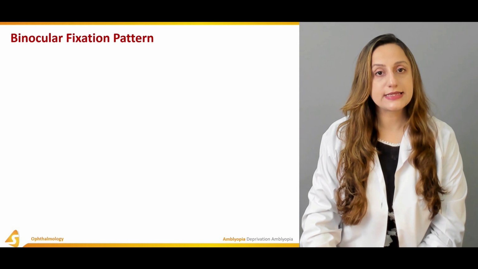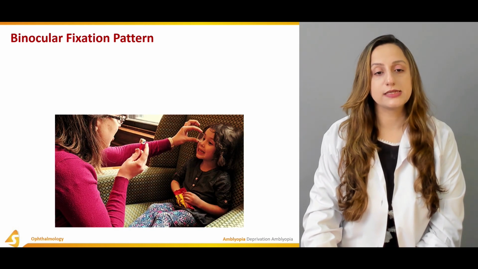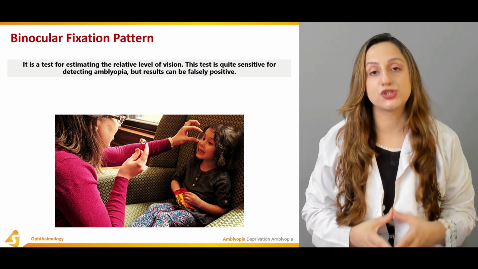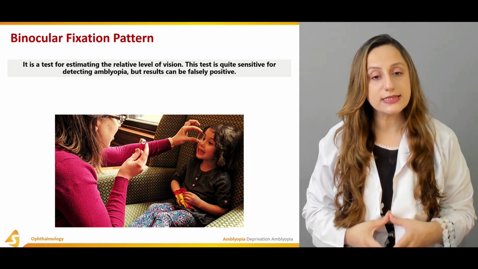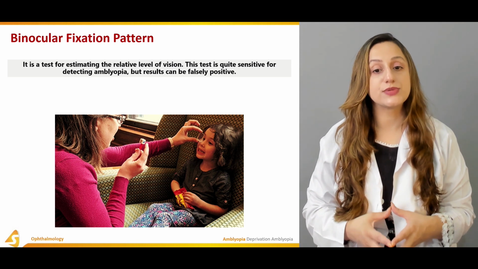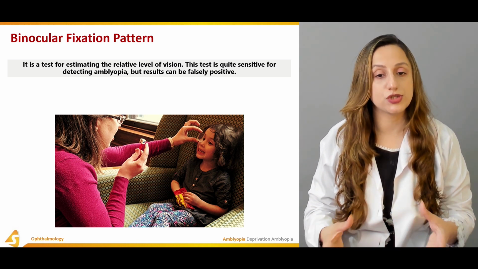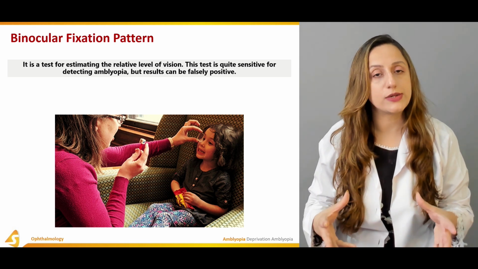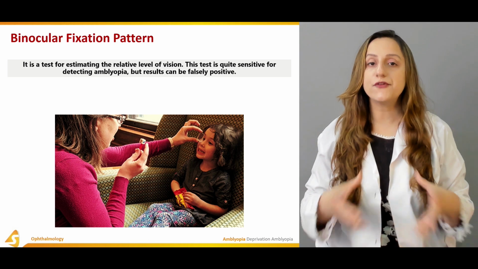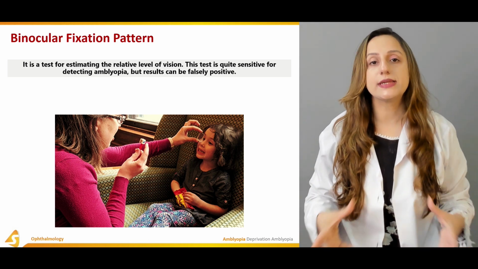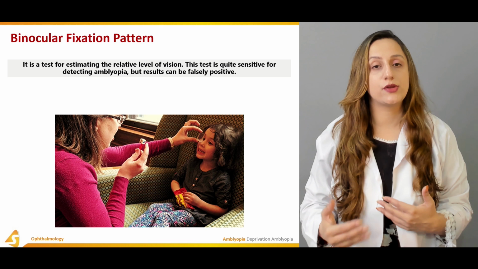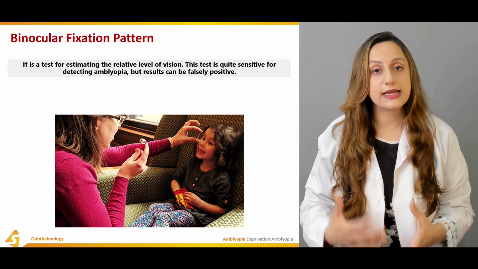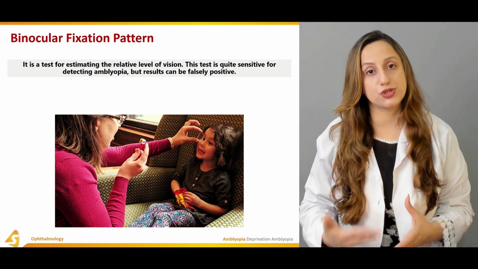The binocular fixation pattern, when we talk about it, is a test for estimating the relative level of vision in the child. This test is quite sensitive for detecting amblyopia, but results can be falsely positive in children. So it's sometimes quite confusing when you're determining visual acuity in children. Usually you have to perform automated tests on the children rather than a manual method to detect visual acuity problems in the children.